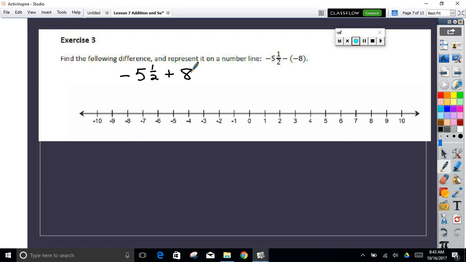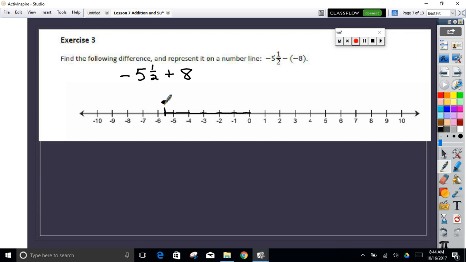Okay, so we're going to go 5.5 units to the left. I'm actually not going to draw that arrow. I'm just going to start there. I'll just trace the number line here: 1, 2, 3, 4, 5.5. So I'm going to start my arrow here.